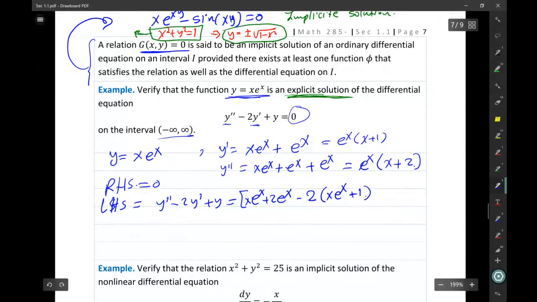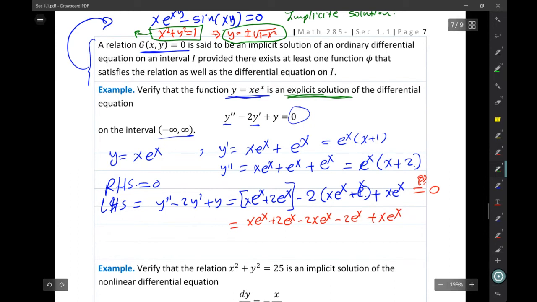plus e^x, plus y, my original solution, which is x e^x. Now, is that equal to the right hand side, 0? Let us just simplify the left hand side. I'll have x e^x plus 2e^x minus 2x e^x minus 2e^x plus x e^x.